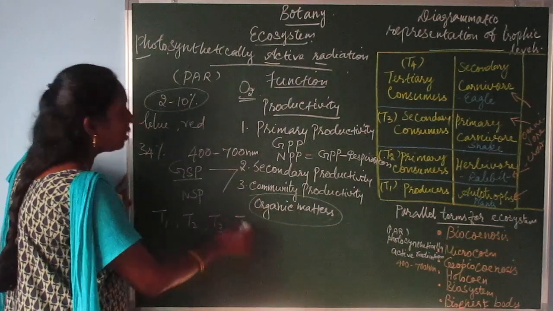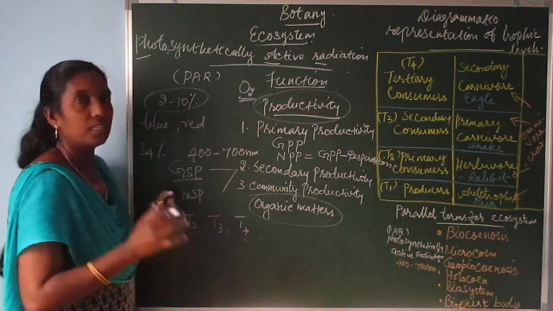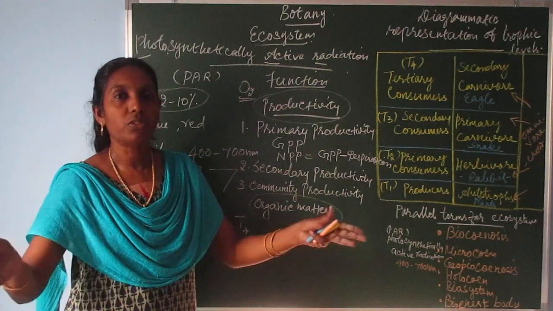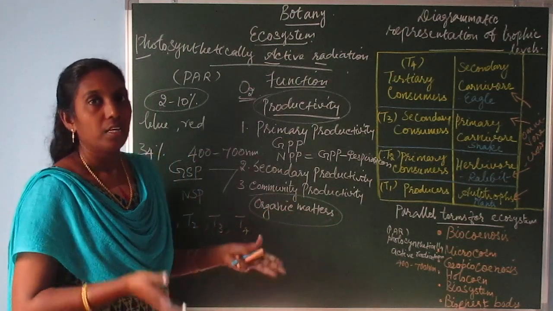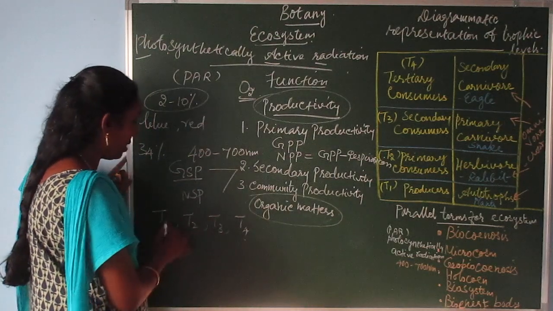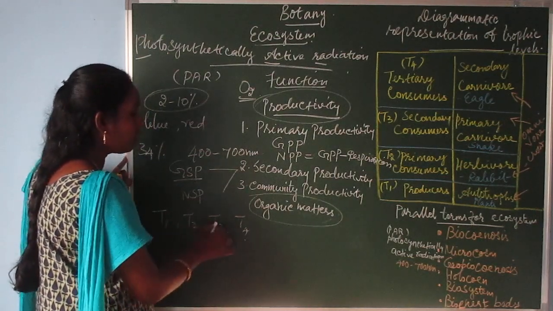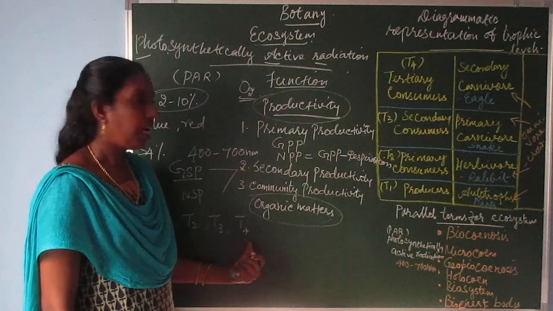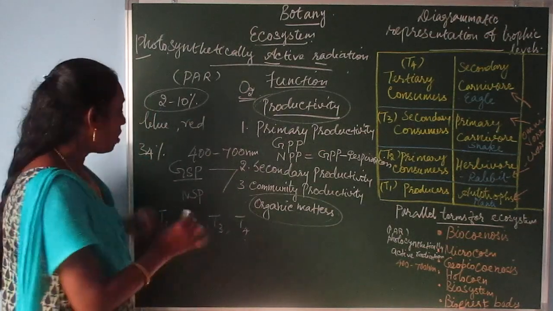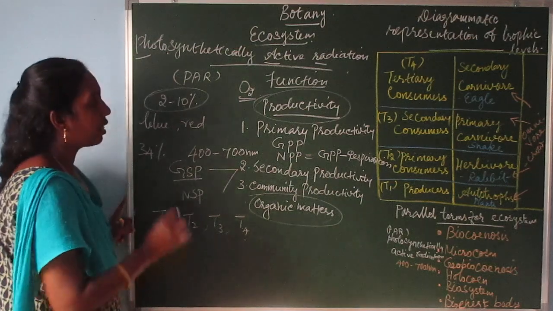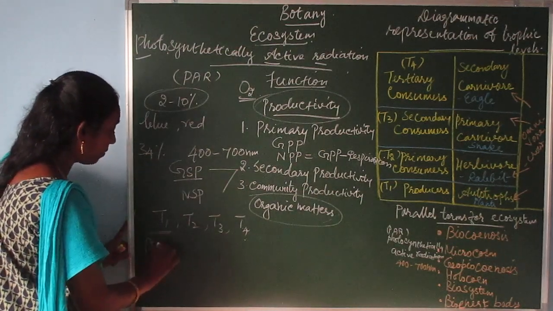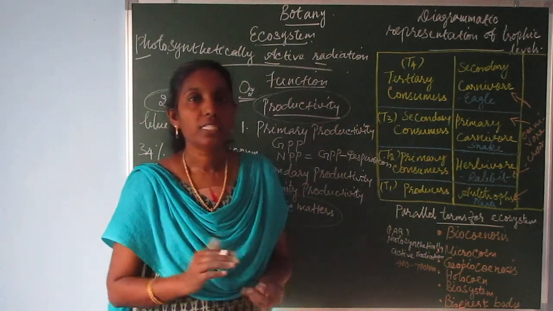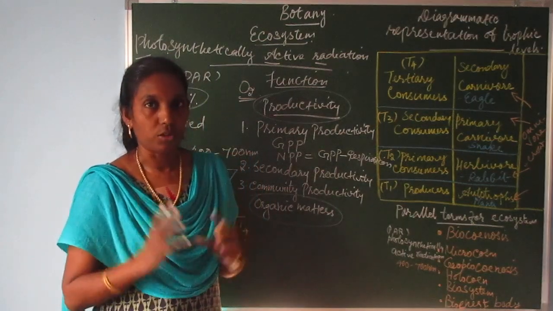So from this productivity, the total amount of energy in the ecosystem can be passed through different levels of the ecosystem. They are known as different trophic levels, named T1, T2, T3, T4. Trophic level 1, trophic level 2, trophic level 3 and trophic level 4. Here T1 is trophic level 1, the producers. What are the producers? Green plants are the example of producers, autotrophs.